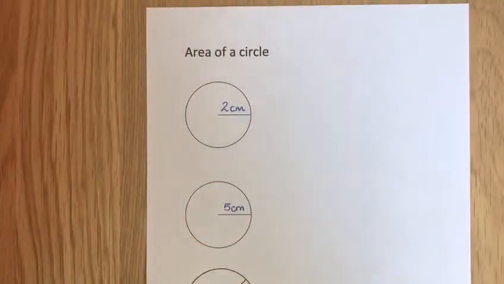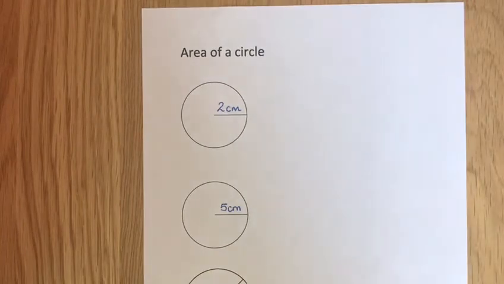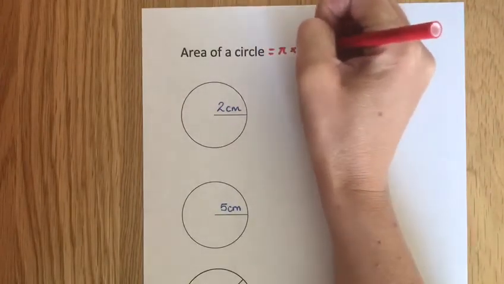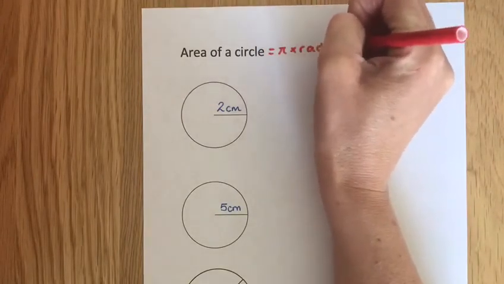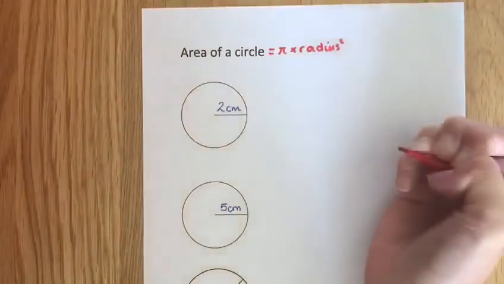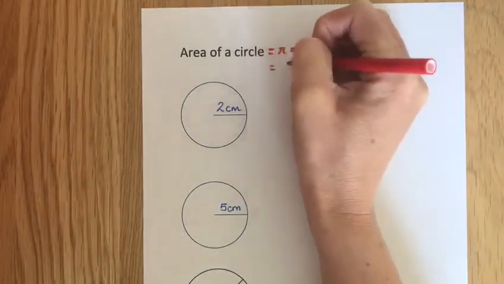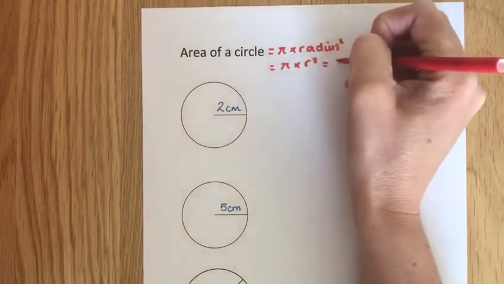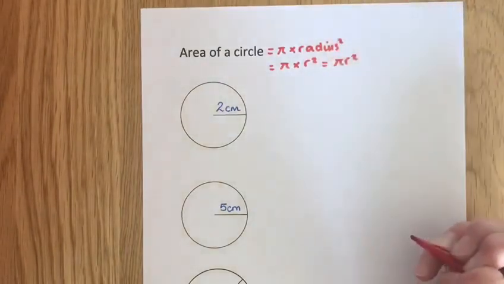Finally, the area of a circle. This formula uses the radius and not the diameter. And the formula is pi times the radius, and then the radius is squared, which means multiplied by itself. So it's pi times the radius squared, which is written as pi r squared.